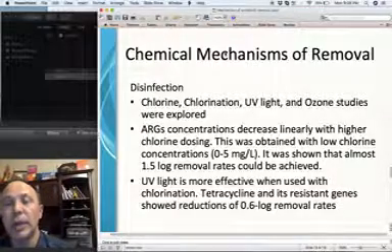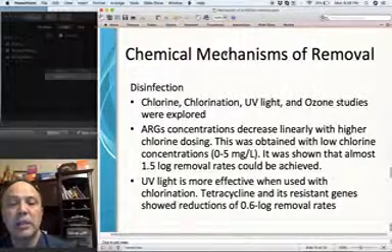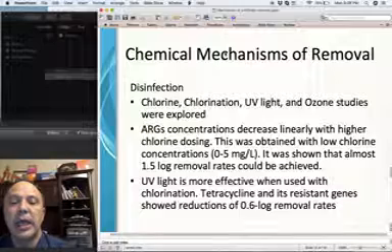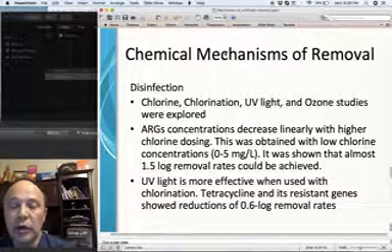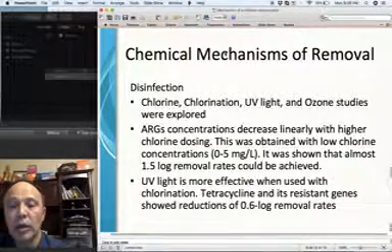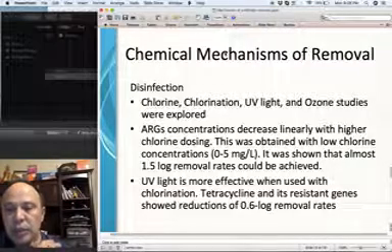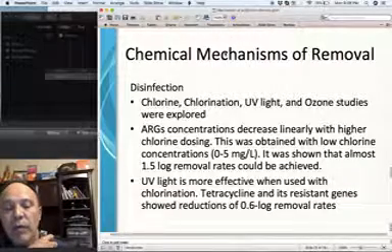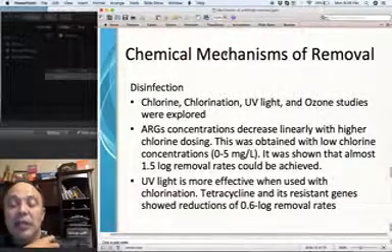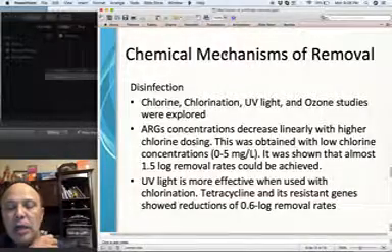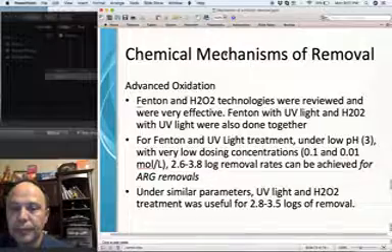Now going to chemical mechanisms of removal, and I talk about disinfections such as chlorination, UV light, and ozone. ARG concentrations decrease linearly with higher chlorine dosing, and this was obtained with low chlorine concentrations, and it was shown that almost 1.5 log removal rates could be achieved. And UV light is more effective than chlorination. I mean, UV light is more effective when it's used in combination with chlorination. And it was observed that tetracycline and resistance genes show reductions of 0.6 log removal rates.